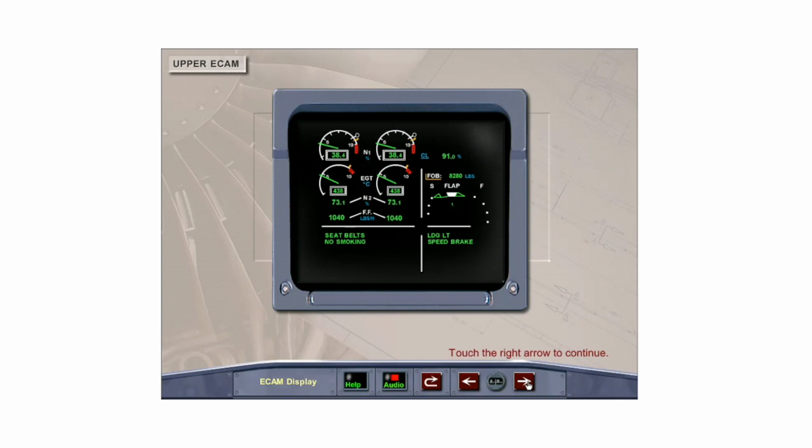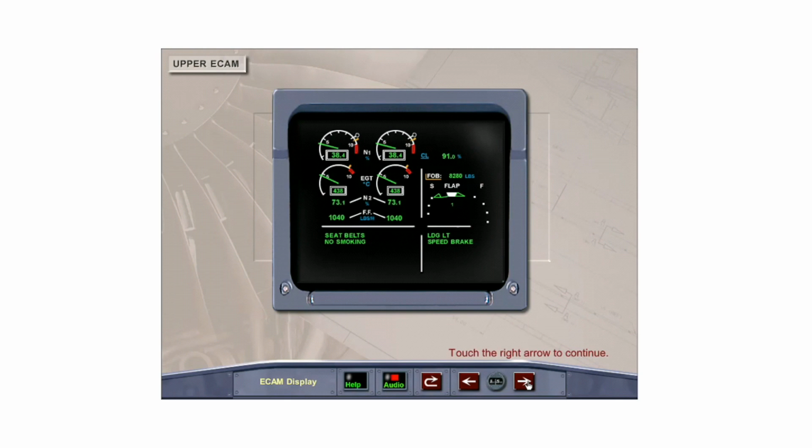The upper ECAM display unit is divided into two sections. The upper section permanently displays the primary engine control indications, fuel quantity, and the flap/slat position indicator. These indications are covered in detail in the associated modules.